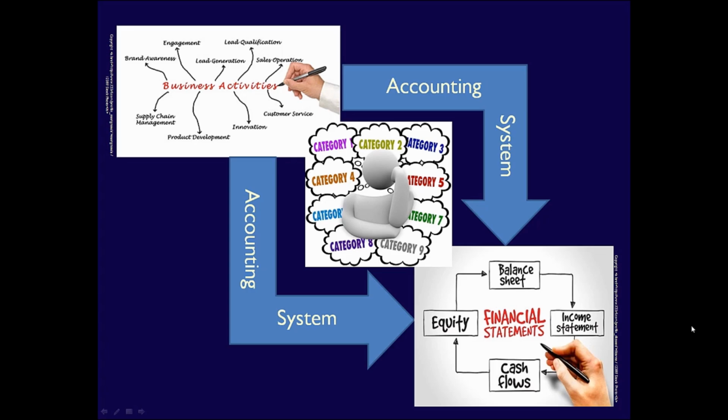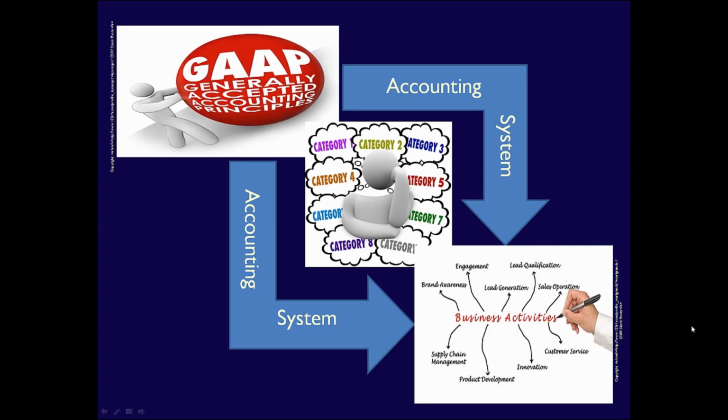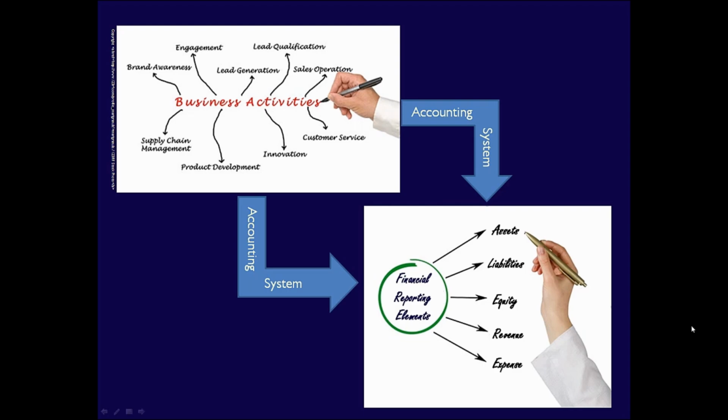Who decides how to group business activities? Generally accepted accounting principles specify the categories, called financial reporting elements, that all business activities are divided into. By grouping the activities into elements, we can, eventually, provide financial statements to external stakeholders that are useful for decision making. So, what are the financial reporting elements we use to group business activities? There are 5 elements: assets, liabilities, equity, revenue, and expenses.